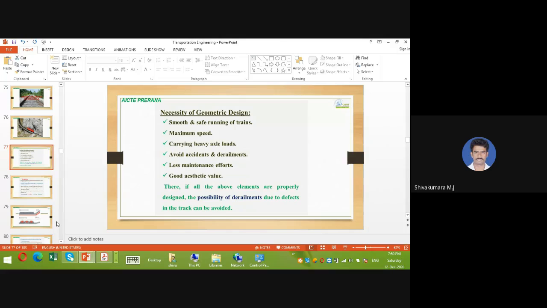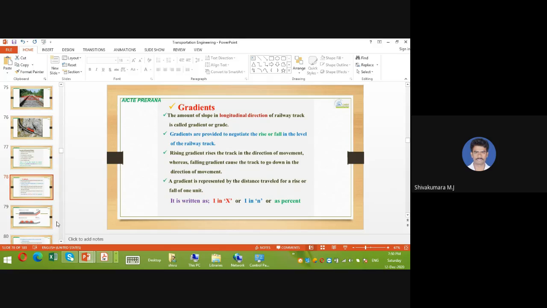Most things were the same in highway geometric design also. Few things are different. If all the above elements are properly designed, the possibility of derailments due to defects in track can be avoided. So these are some necessities and objectives of geometric design of railway tracks.